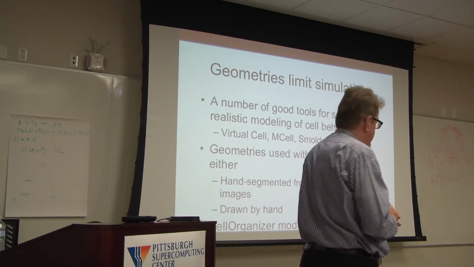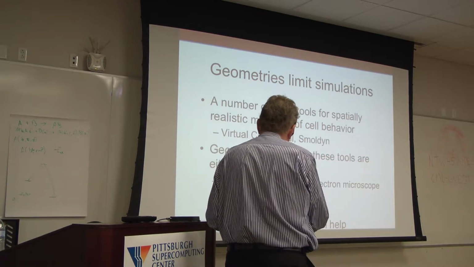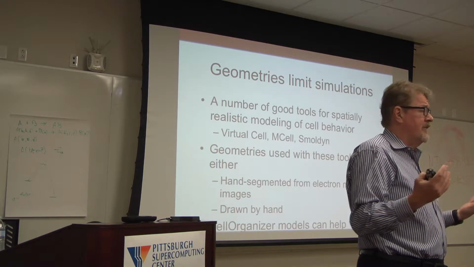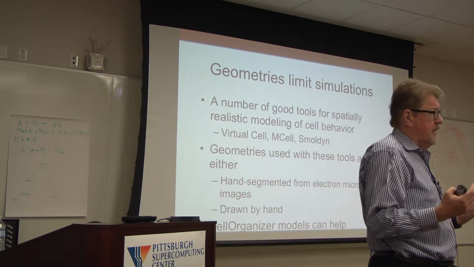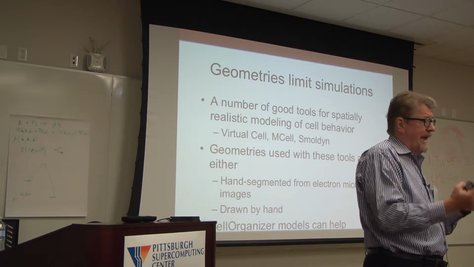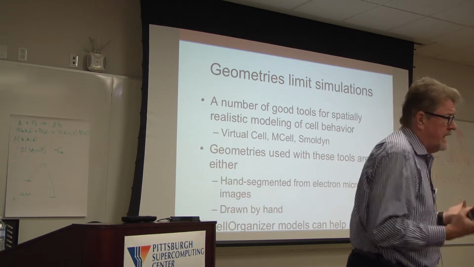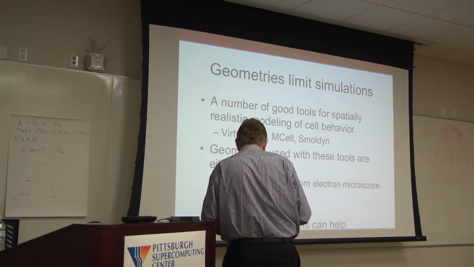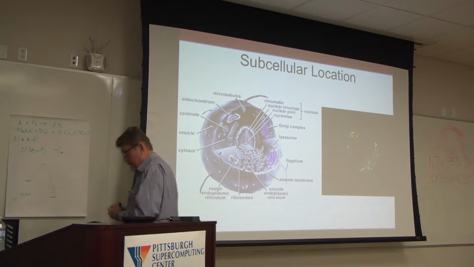All right? And for example, when we do something like this, where we're doing hand-segmented images, we get no idea of the effect of variation from cell to cell because you're doing one or a handful of cells by hand, and therefore you're really not getting any sense of that variation. And that's where cell organizer models can come in.